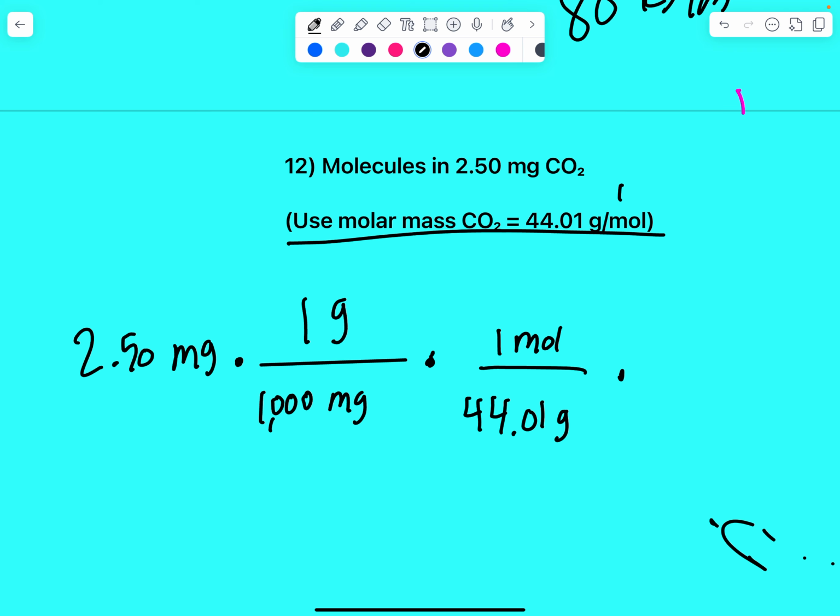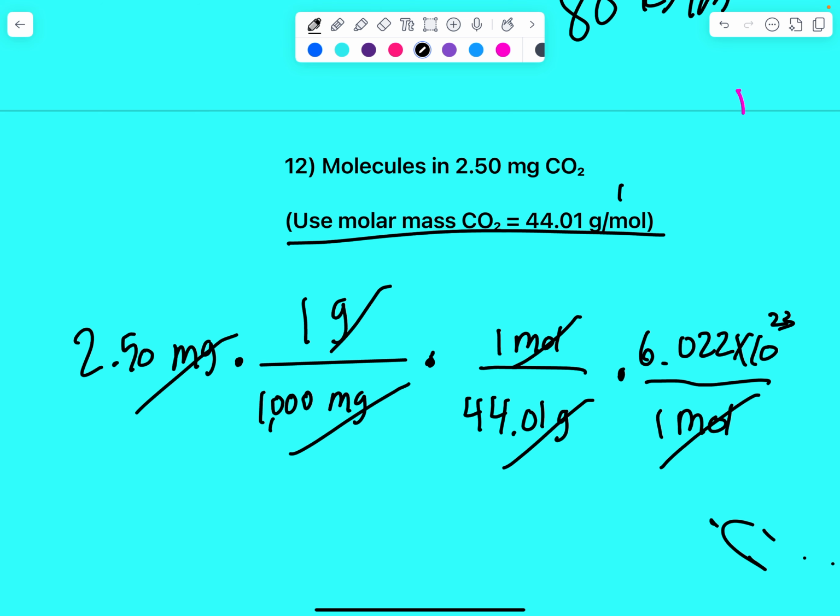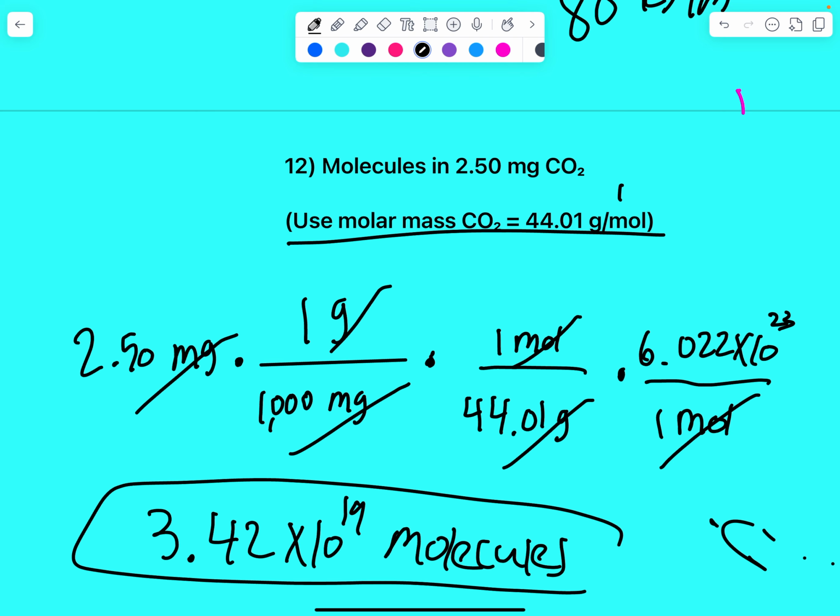According to the conversion list, we know 1 mole is equal to Avogadro's number. What's Avogadro's number? 6.022 times 10 to the 23rd. Goodbye moles, goodbye grams, goodbye milligrams. And I'm left with the proper unit of molecules. So when I plug this into my calculator, I get 3.42 times 10 to the 19 molecules. Write the whole word molecules out, because you don't want to get docked because you made your teacher confused and they thought you were talking about moles and not molecules. With molecules, always write the whole word out.